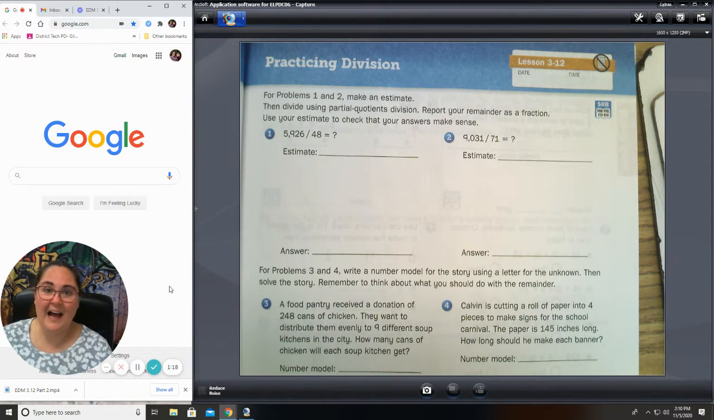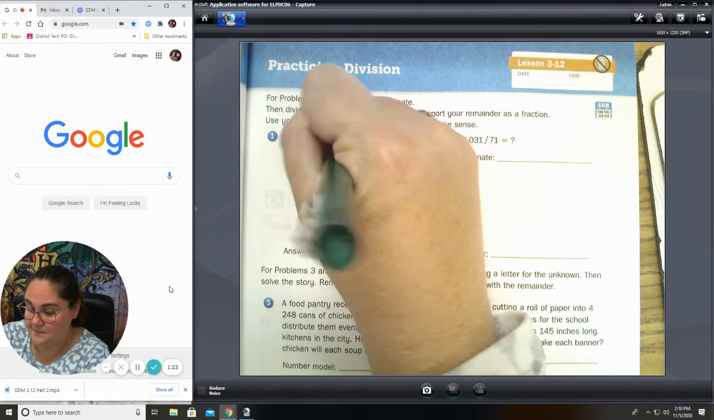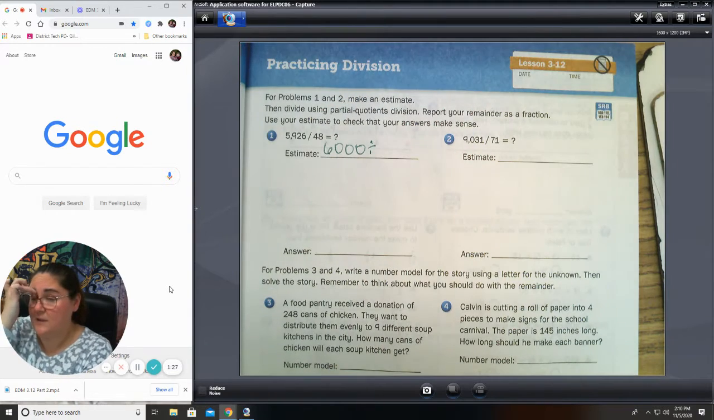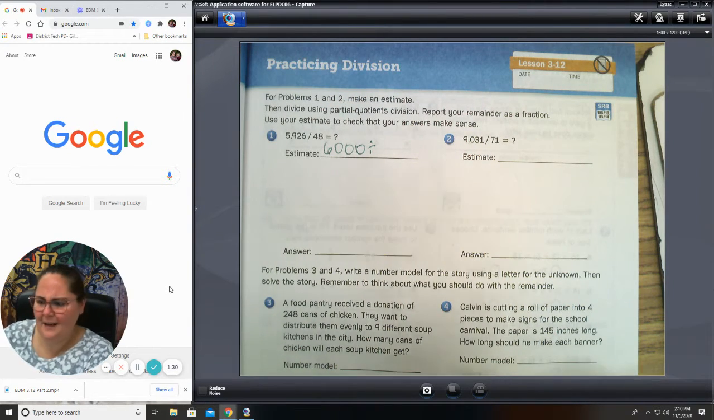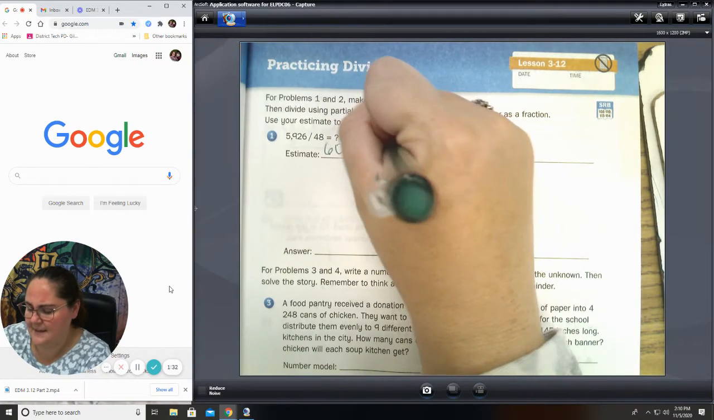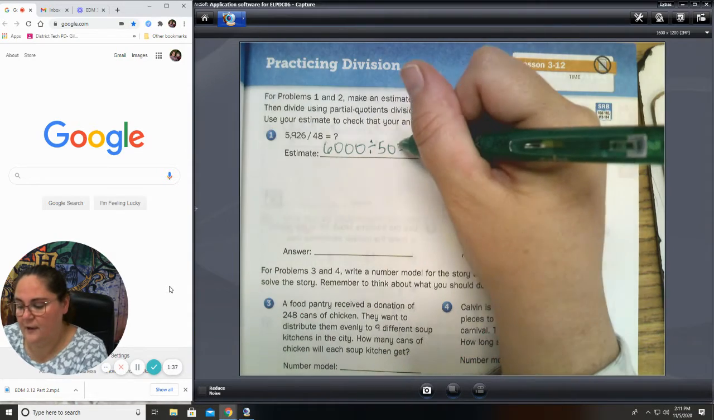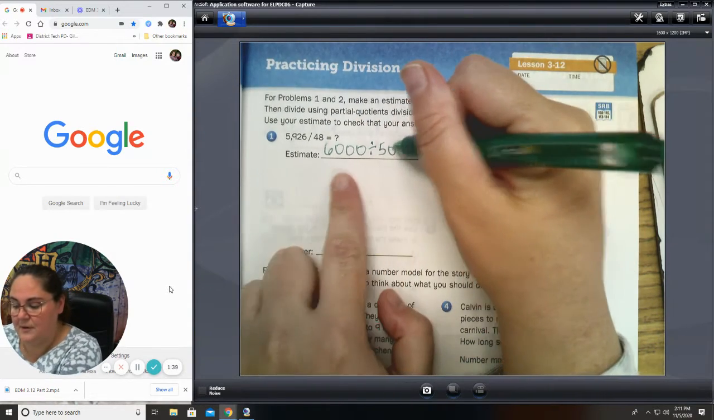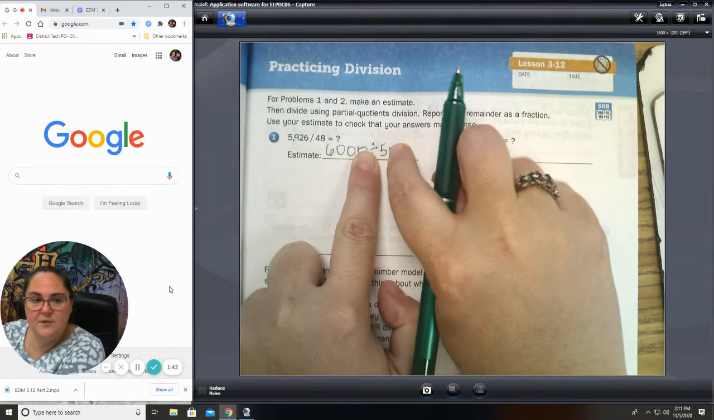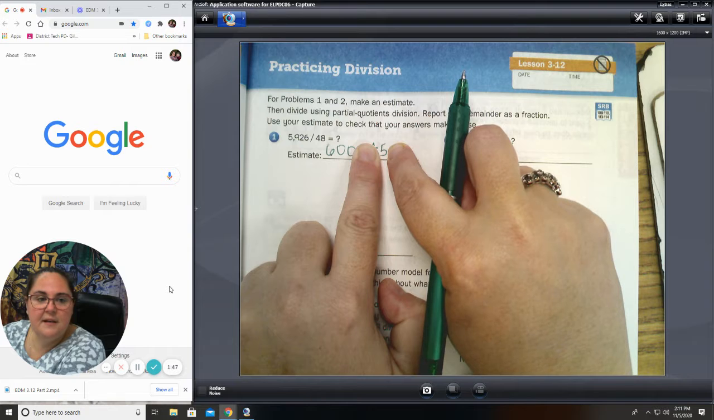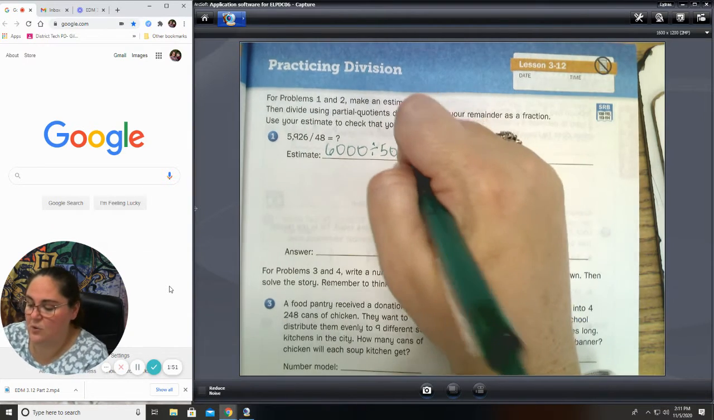5,926. I'm going to make it easy. That is really close to 6,000. 48. What is 48 close to? 50. I know 50 goes in there very easily. 6,000 divided by 50. Okay. Well, I know 50 goes into, so I mark out my zeros there. 5 goes into 6 one time, 1 left over. 5 goes into 10 2 times. All right. So we're going to be at 120.